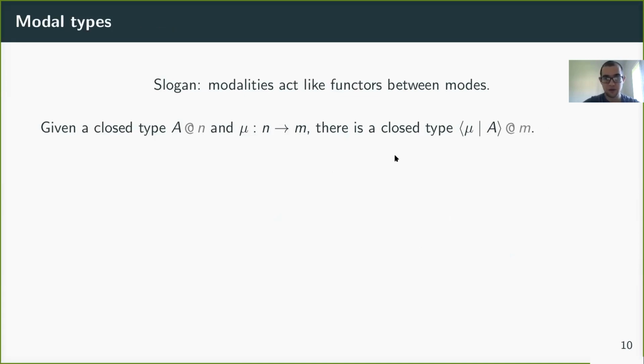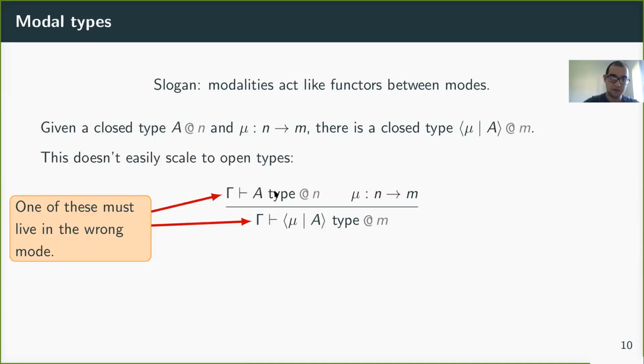And so this sort of suggests the following rule, which says that if we have A, then we get mu A. The issue is that this doesn't scale to open types. Open types take place in a context, and now we have to ask what mode this context lives at. Up here, we needed to live at mode n, and down here, we needed to live at mode m, and a context lives at exactly one mode, so somehow we have a clash here.